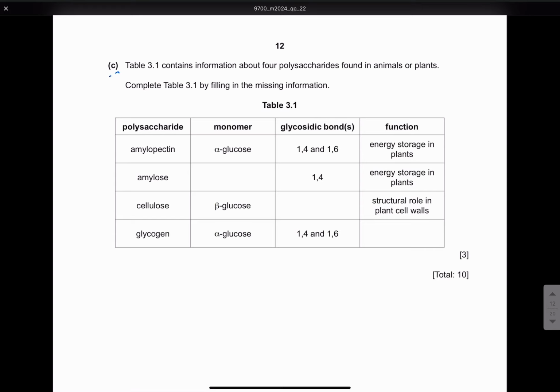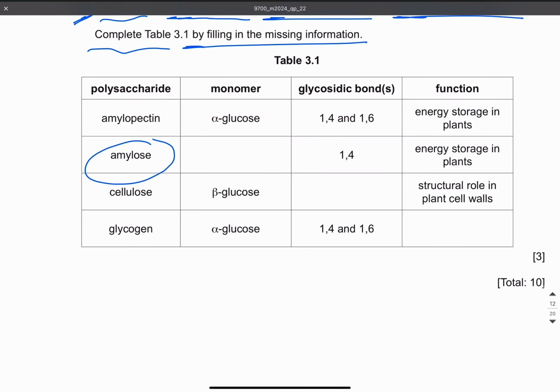Part C. Table 3.1 contains information about 4 polysaccharides found in animals or plants. Complete table 3.1 by filling the missing information. Alright, so we have to state the monomer of amylose. We all know that amylose is made up of alpha glucose. So the monomer of amylose is alpha glucose. What type of glycosidic bonds are found in cellulose? In cellulose, there are beta-1,4 glycosidic bonds, right? So in cellulose, there are beta-1,4 glycosidic bonds.